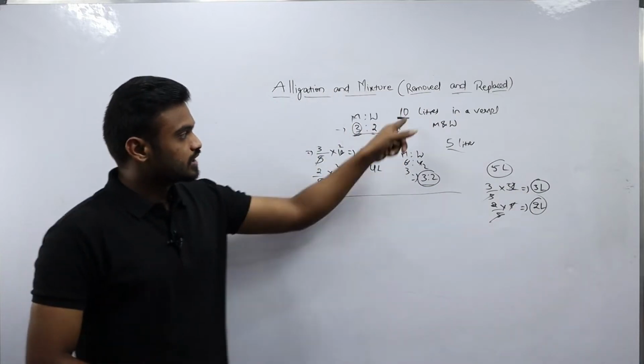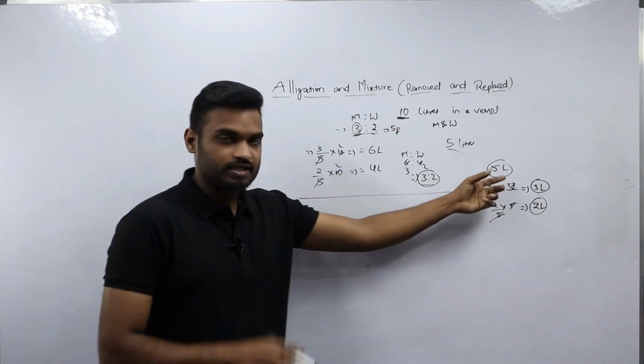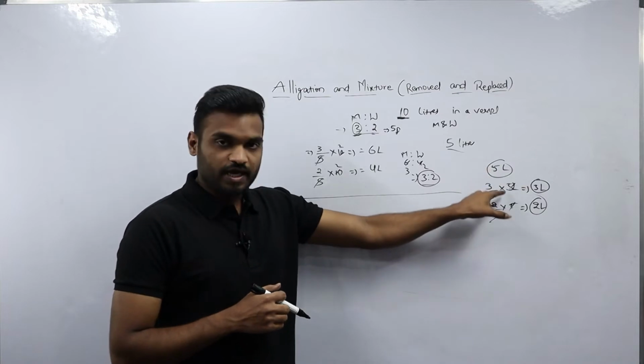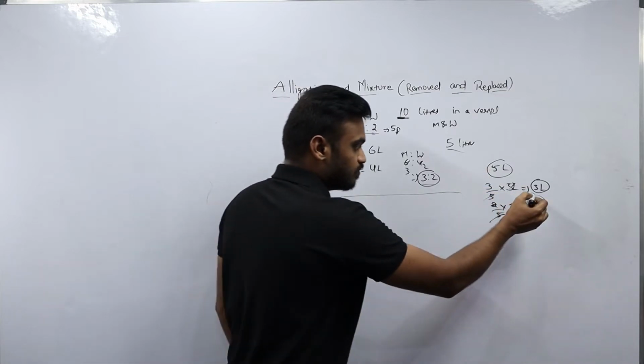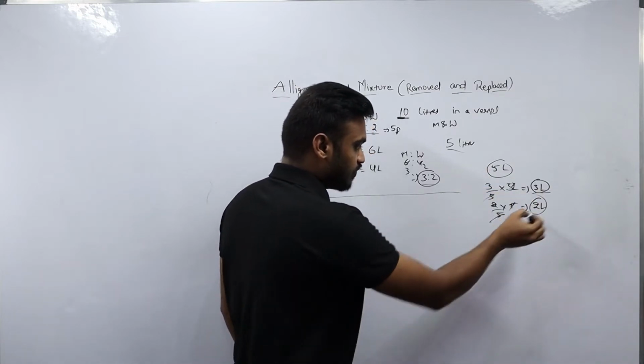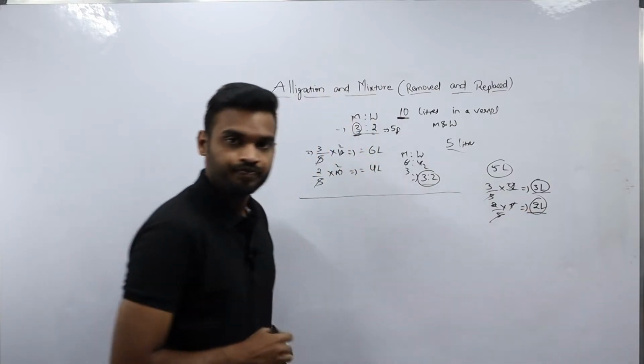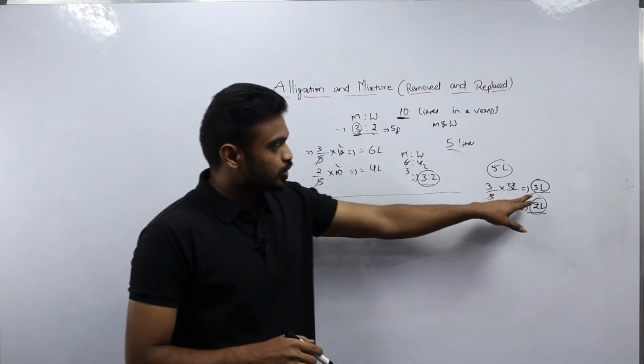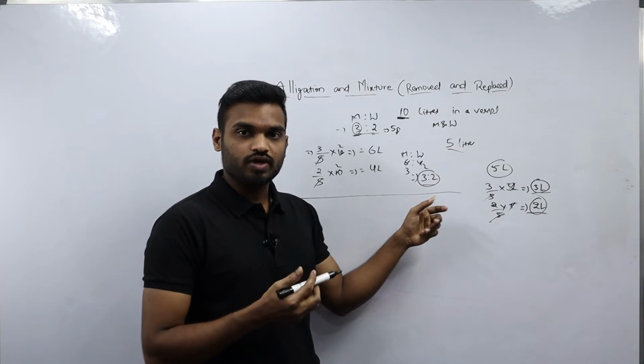Now there are totally 10 liters initially and we are taking out 5 liters. Now in this 5 liters, the total quantity of milk is 3 liters and the total quantity of water is 2 liters. Okay, now after removing 3 and 2, what is the total quantity left over?